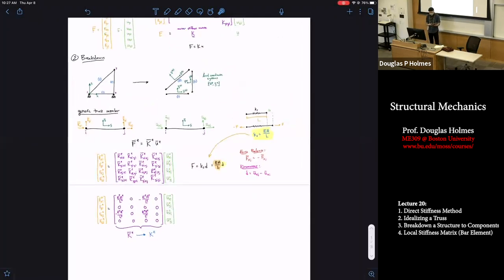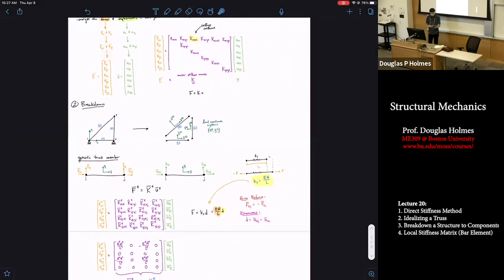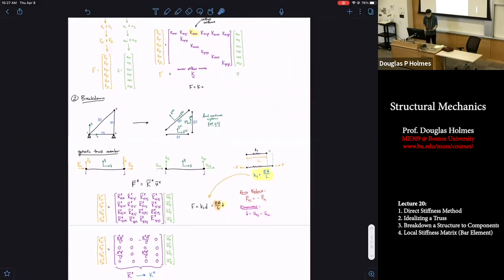I'm going to pause here for some questions because I think this is a point where people can get confused. So how are we doing?